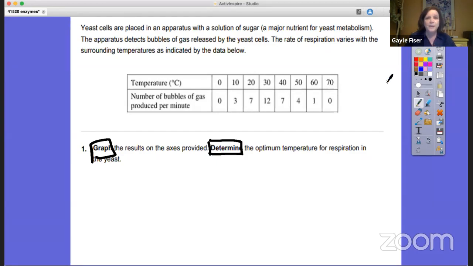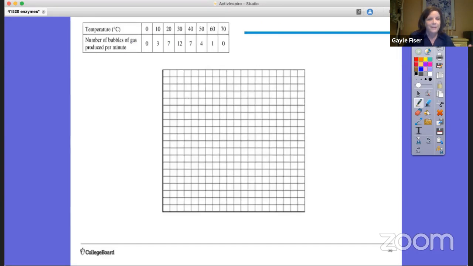The rate of respiration varies with the surrounding temperatures as indicated by the data below. So I'm going to take this to the next page, and I need you to grab whatever you're graphing on, and we're going to have a parallel graphing moment together. I don't want you to copy me, look at me. I just want you to do yours, and then we'll compare both in the end. I have all of this data on the next page as well.